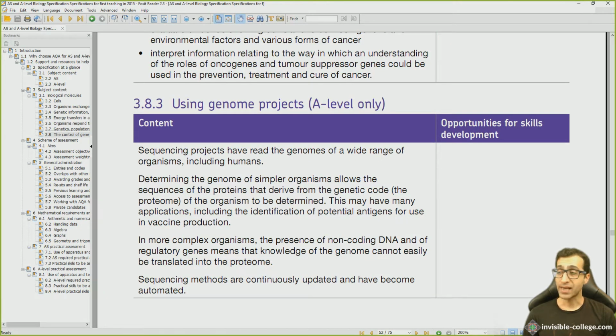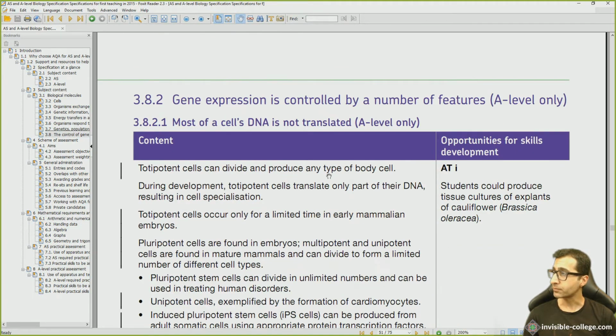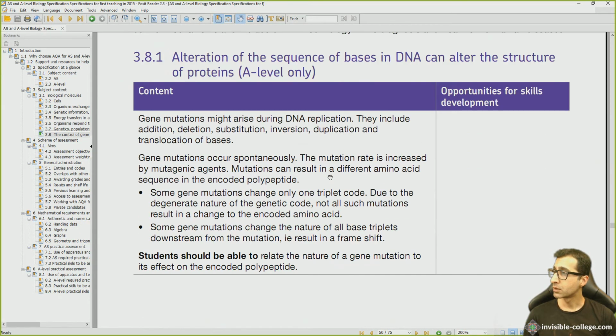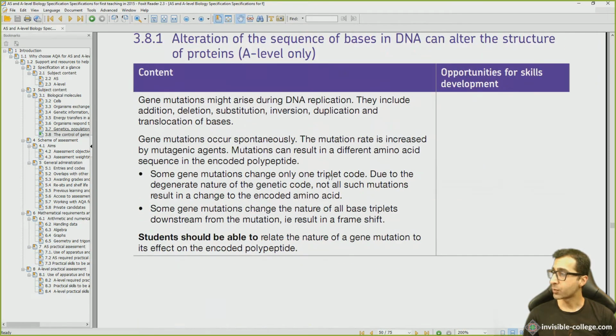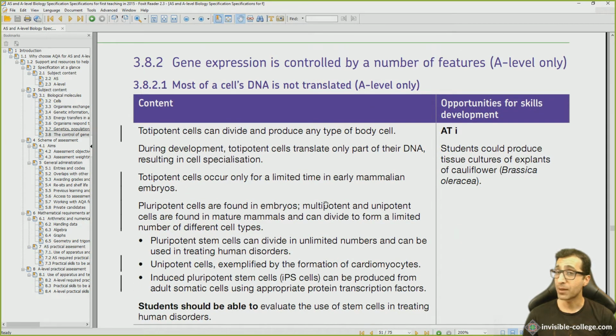So let's go into the next section of the spec. Okay, so we've just talked about mutations, chromosome and gene mutations. Now we need to start talking about the concept of cell potency and cell differentiation. So let's get into that.